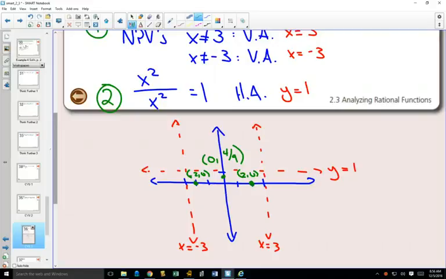So currently with what we have, all the information in this middle section, we're able to graph this. We have no information in either of the other sections. So the next thing we have to do is try some test values. So we're going to plug in 4 and -4 and find out what happens.